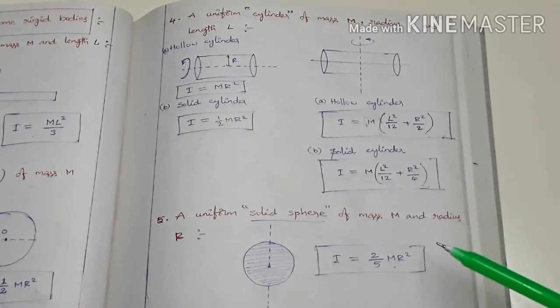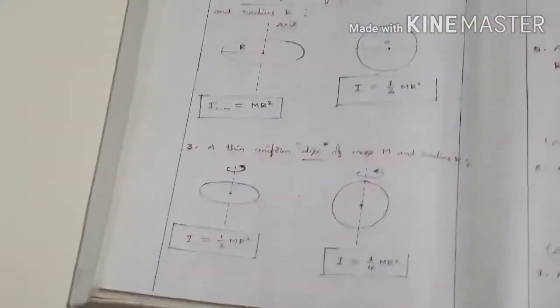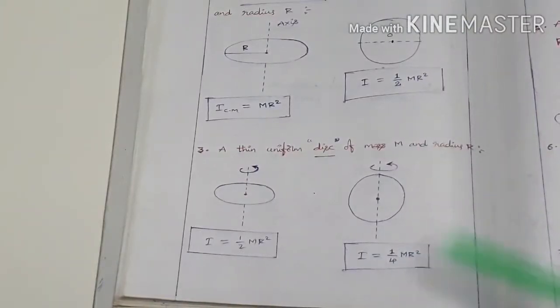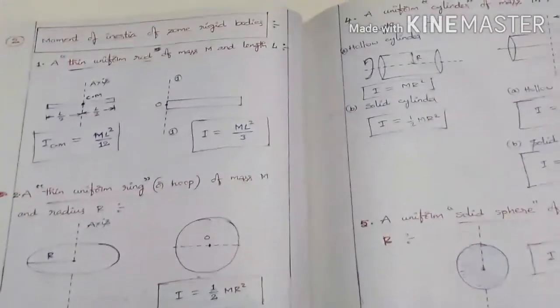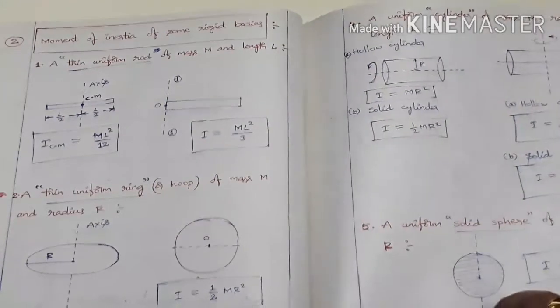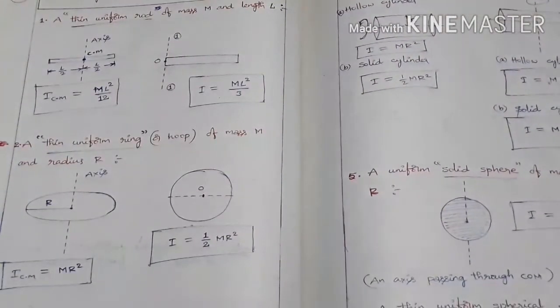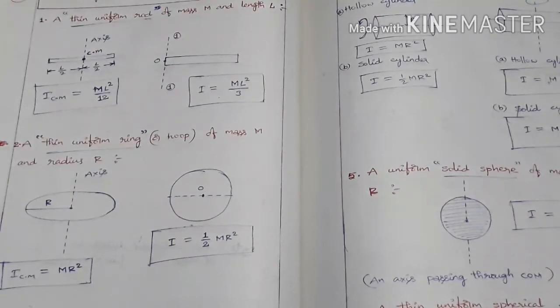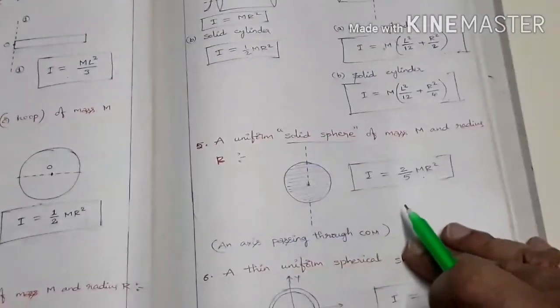For the diametrical axis of a circular disc, what is the moment of inertia? I equal to 1 by 4 MR square. So you can easily remember this one, hollow cylinder and solid cylinder. For the geometrical axis, a hollow cylinder is equivalent to that of a circular ring. For a solid cylinder, for the geometrical axis, it is equivalent to that of a circular disc. Okay, next one.